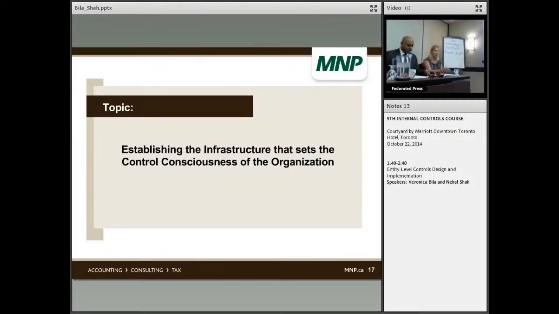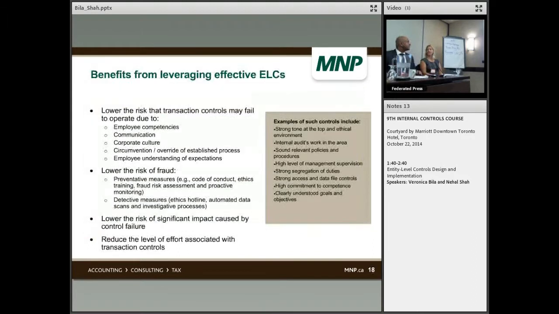Thanks, Veronica. So now that you've seen a little bit about what ELCs are and what sort of guidance is provided from oversight bodies, I want to take a look at how we would implement ELCs and ultimately test them as well for ICFR purposes. So I just want to begin by talking a little bit about one of the benefits of leveraging ELCs. ELCs really help to lower the risk of transaction controls that may fail to operate.